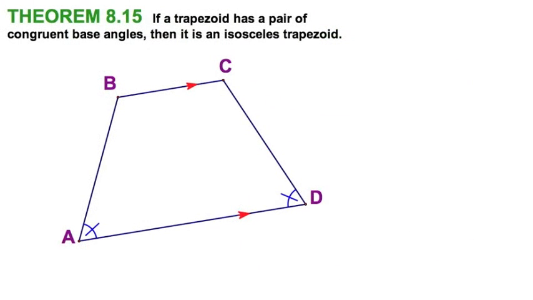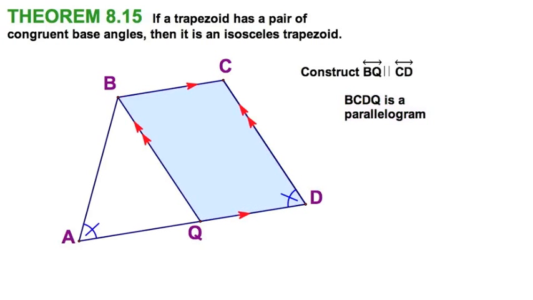Well, let's prove the converse of the last theorem. We're only going to need one pair of congruent base angles here. We'll take the blue ones, A and D. Same thing, we're going to construct a parallel right there. We cut it the other way this time. And again, we have a parallelogram. Why? Because we made it so.